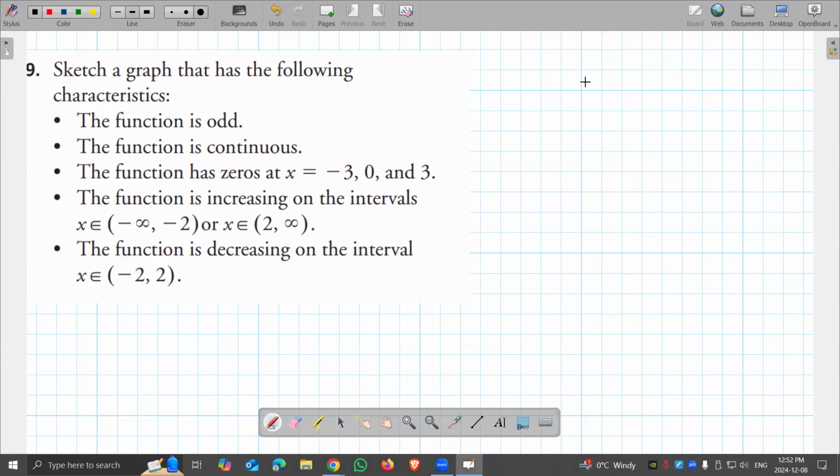Okay, again, we're going to list them out. X squared, x cubed, sine x, 2 power x. It says sketch a graph. The first requirement, the function is odd. Which one of the functions here is odd, if any? Which functions are odd?